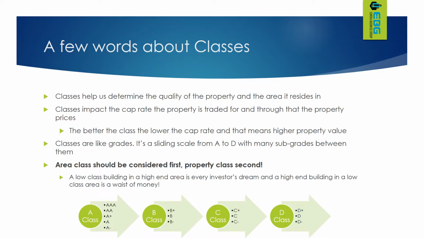So it'll usually always show a higher classification than the property really is. And then the one thing that you really have to understand is that when you look at a property, the classification of the area is usually a lot more important than the classification of the property itself.